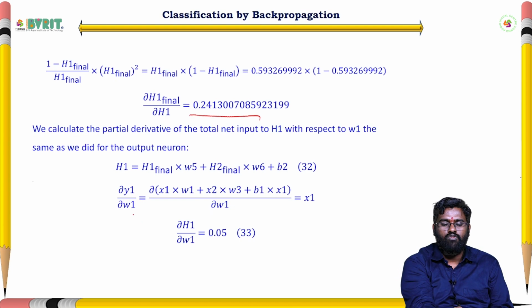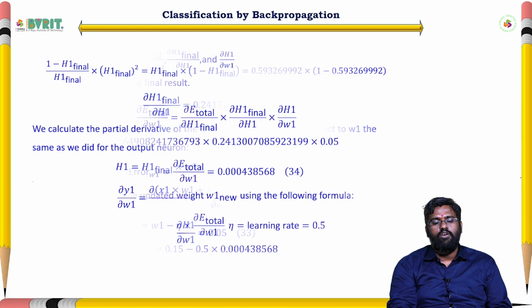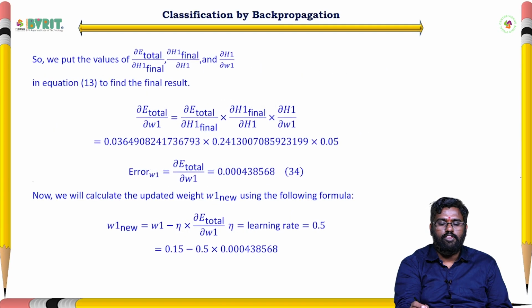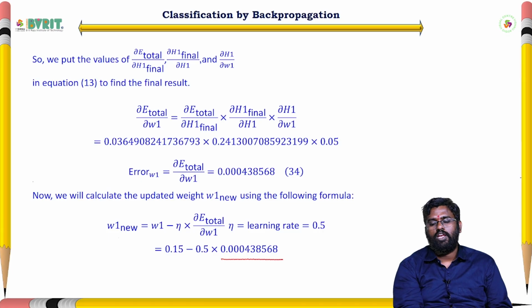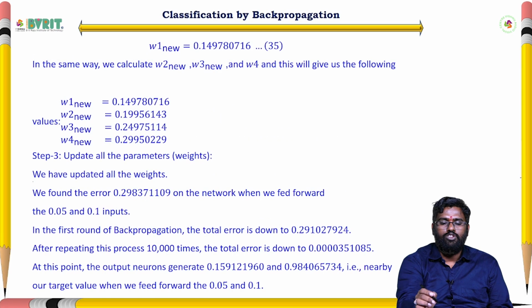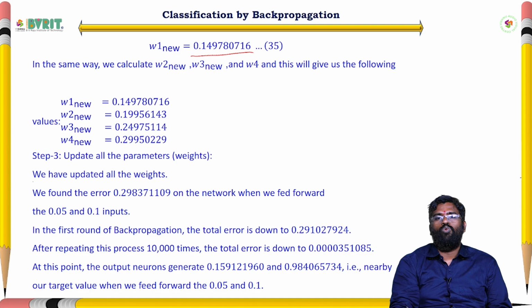Now here delta Y1 with respect to W1 means the value we get is X1. That X1 value is 0.05. These all are constant values. Finally, after calculating all these values, we have to update the new weight value. So 0.15 minus 0.5 into 0.4043. So finally we got that value as 0.149, that is the W1 new value.